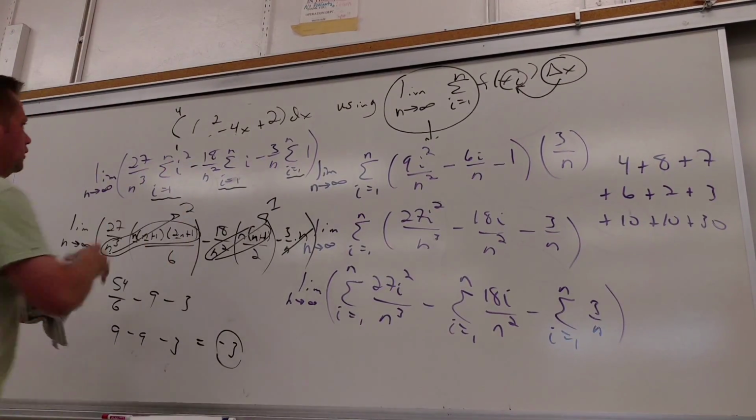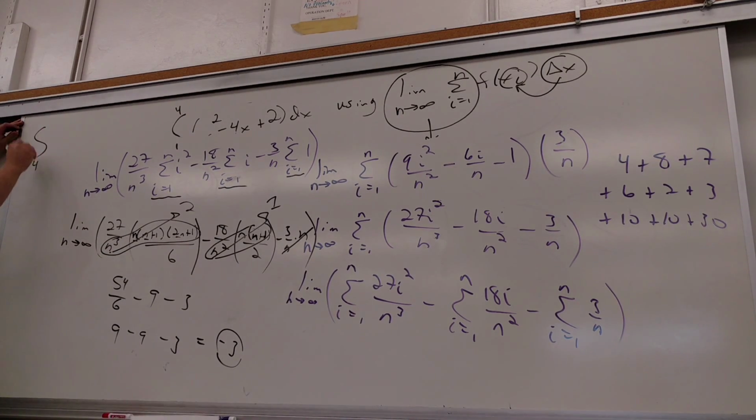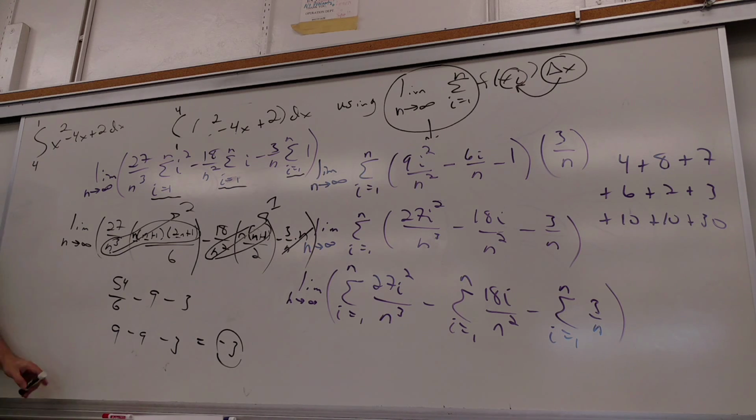One quick little question. If I would have done this, everything is the same except the question would have said this. What would the answer have been? Positive 3? Positive 3. I love it. Because now the main thing that changes is my width becomes negative.